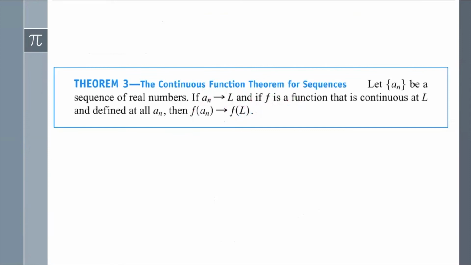All right, I think this is the last theorem that we need to look at before we get into more examples. This is the continuous function theorem for sequences. I have used this, well, at least the Calc 1 version in this course. I don't think I was really explicit in talking about how I was using it. Let a sub n be a sequence of real numbers. If a sub n approaches L and f is a function that is continuous at L and defined at all a sub n, then the sequence f of a sub n approaches the number f of L.